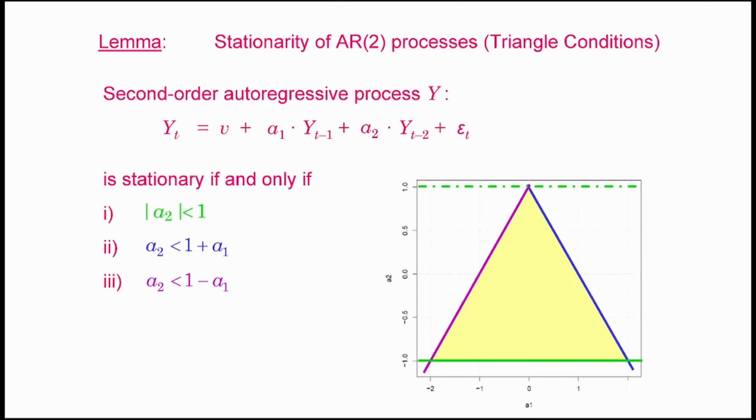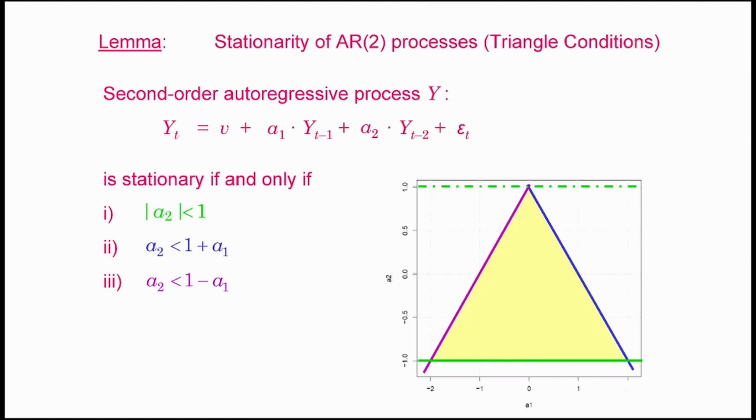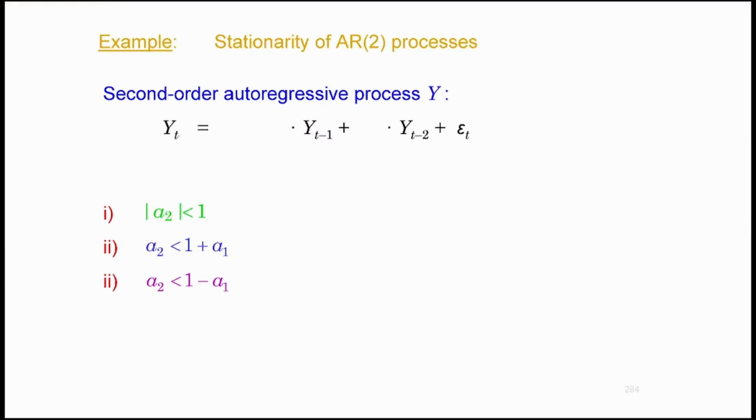So as an alternative for your assignment, you can say the AR2 process is stationary because it satisfies the triangle conditions, and I would like you to show me that it does. Okay, so it's nice that you have figured it out, but just illustrate that. So if you want to use that, you can. I'm going to prove those, but before I do, I'm going to show you how to deal with that.